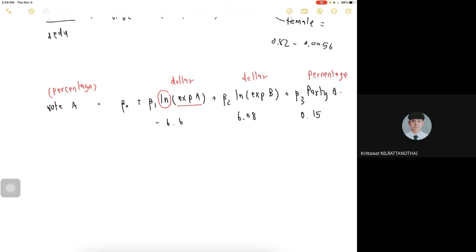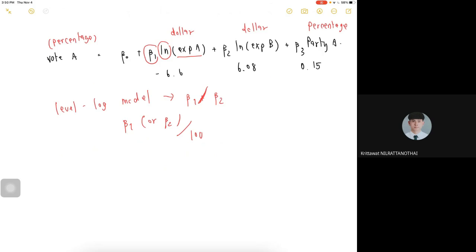Okay. If you still remember, if you would like to interpret your beta 1 here, it will be a level-log model for beta 1 and beta 2. For both of them, if you would like to interpret it, it means that you have to divide beta 1 or beta 2 by 100 to interpret the coefficient.